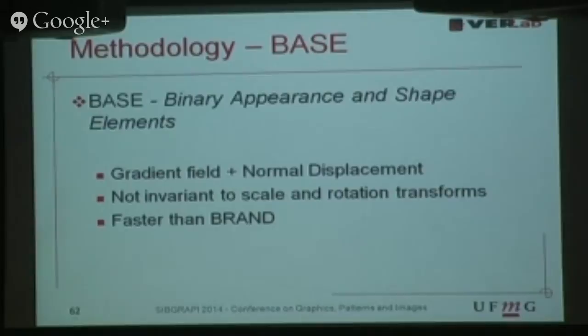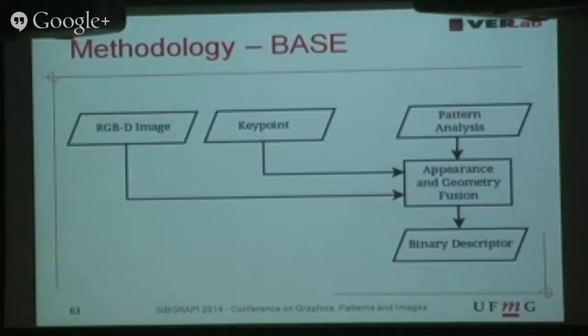And for that reason, BASE, which is another nice name, binary appearance and shape elements, was created. The idea is exactly like BRAND, but you remove the rotation invariance and the scale invariance. That's it. So it becomes much simpler, and it's faster than BRAND. But of course, you have those limitations. Basically, you have your RGBD image and your key point, then you do the fusion of geometry and appearance, generating binary descriptors.